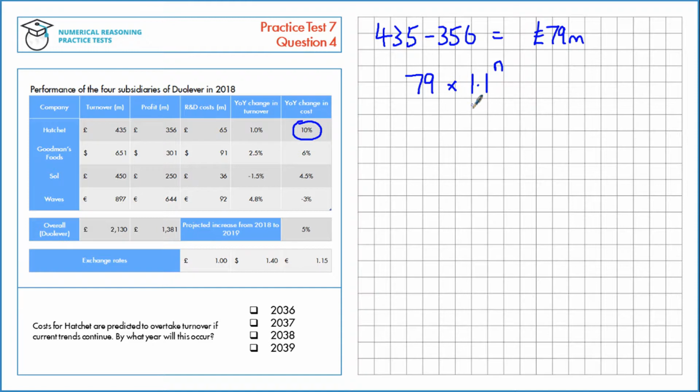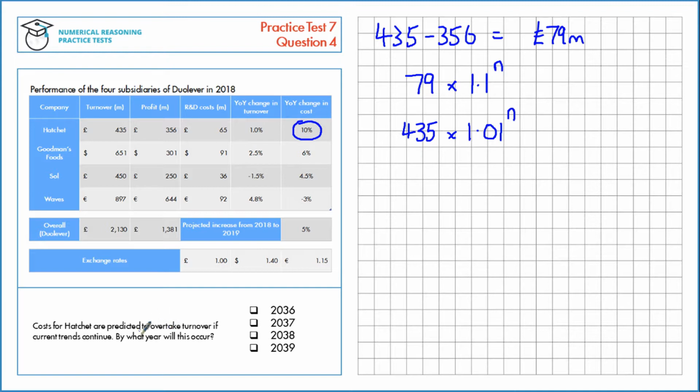So we also need to do a similar one for turnover as well. We know the turnover starts out at 435 million. Both these are in millions. And the turnover changes by 1% each year. That's a multiplier of 1.01. And we'll use n again for the number of years.